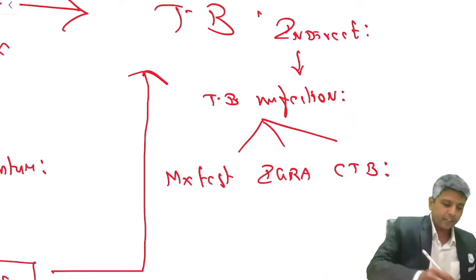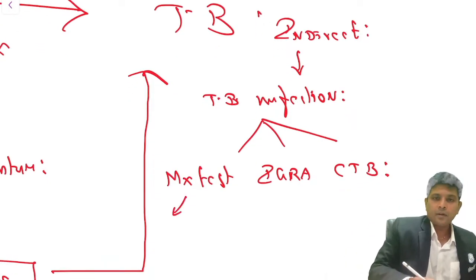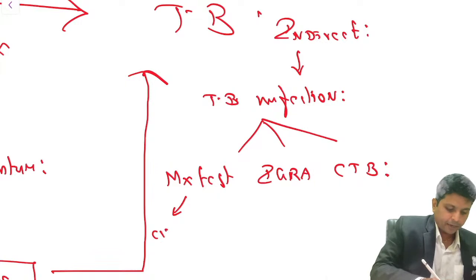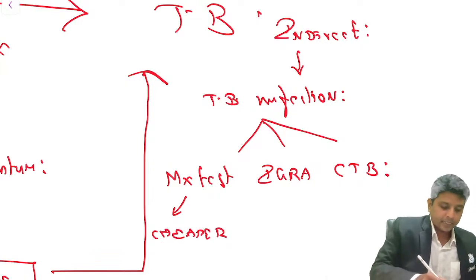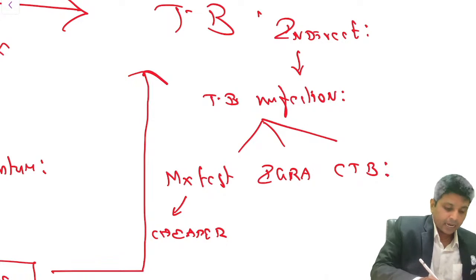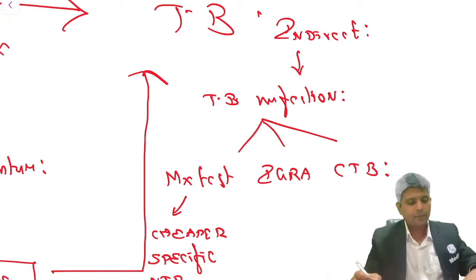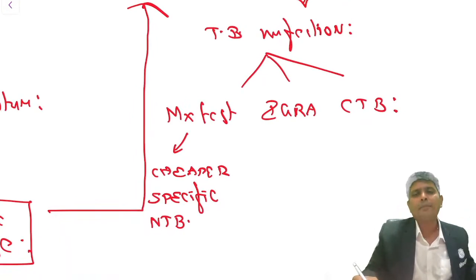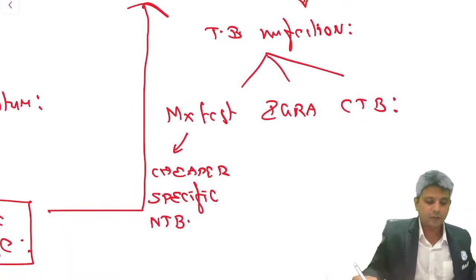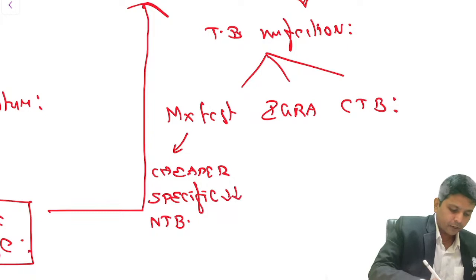This Manto test is cheaper, economical, and it is less specific because it can be positive for non-tuberculous infection also, non-TB mycobacterium, atypical mycobacterial infections also. So it is less specific.